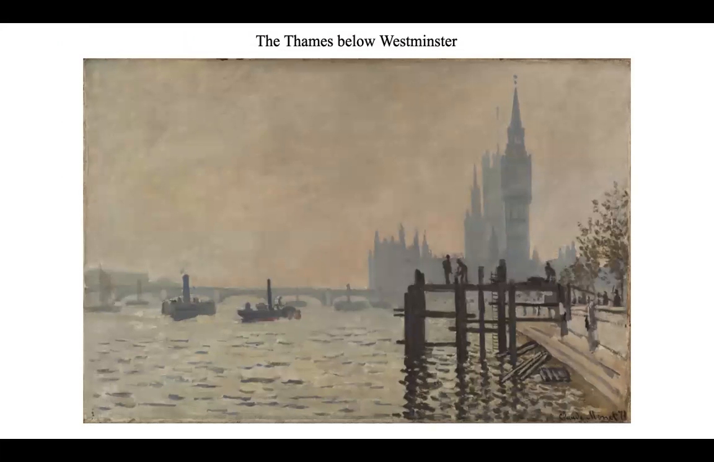Or, as shown in this picture, The Thames below Westminster, the entire scene is dominated by a layer of mist containing subtle hues of green, gold, violet, and pink, creating a dense atmosphere that renders the architecture in the blurred distance.